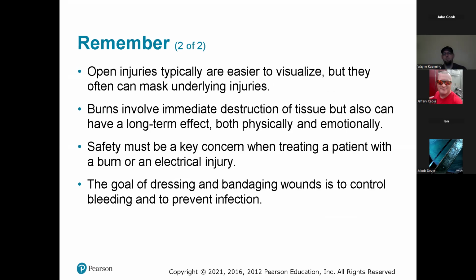Burns involve immediate destruction of tissue, but also can have long-term effect, both physically and emotionally. Being a survivor of a significant burn, it takes a toll on you. Safety must be a key concern when treating a patient with a burn, primarily electrical or chemical. Keep yourself safe. Don't expose yourself to a chemical and create patient two.